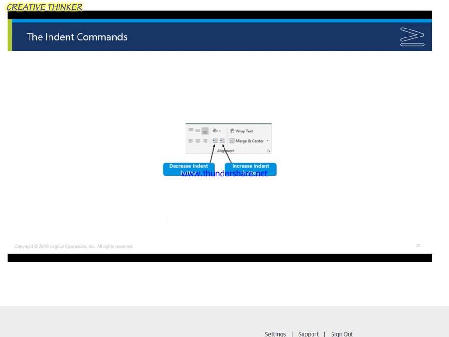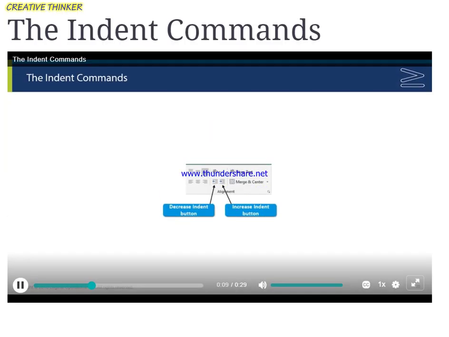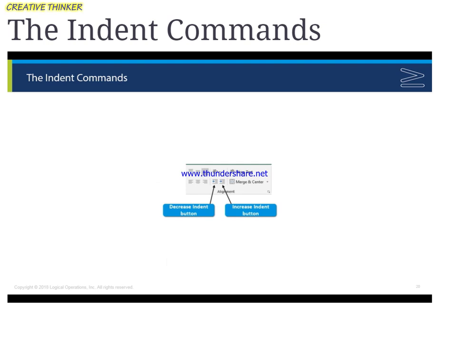You can use the indent commands to increase or decrease the amount of space between the cell data and the cell border. It's going to be based on your alignment. So if you're right aligned and you want to increase, you have increase and decrease buttons, but obviously the direction that you're going is going to depend on what side the text is aligned on. So it just allows you to get a little bit of extra space or less space between the data and the border.